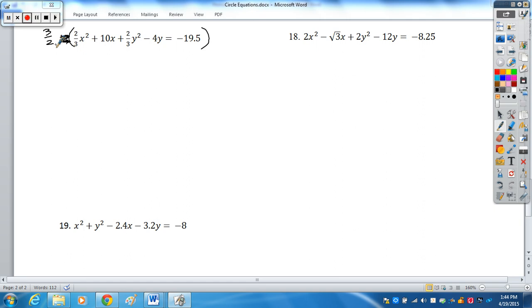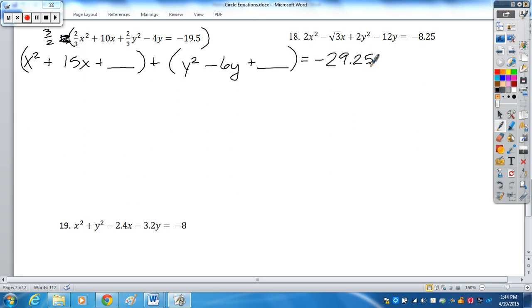So 2/3 times 3/2 gives us just 1, so it's x squared. Plus, this would be 30/2, it should be 15x. I'm going to put a plus, so we're going to complete that square. And then again, 2/3 and 3/2 cancel each other out. -4 times 3 is -12, divided by 2 is -6. So we have -6y. I'm going to put a plus there. And then -19.5 times 3/2 is actually going to give you a -29.25. So when I said it gets rid of all the fractions, I was wrong. There's a fraction there at the very end, but I'm just going to use it as a decimal.